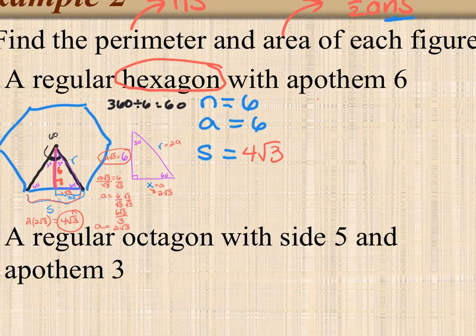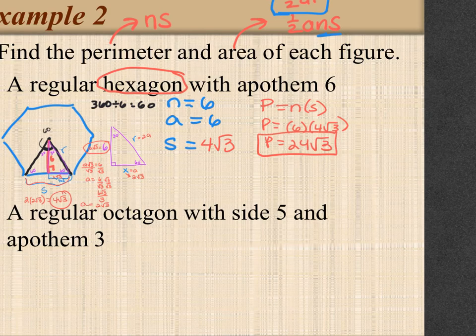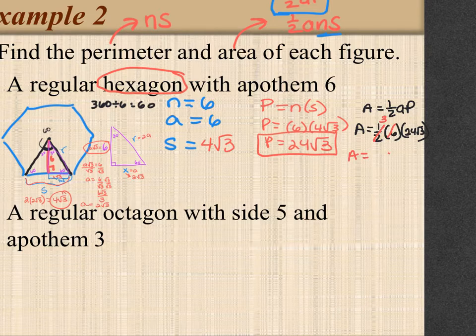So now I want perimeter, which is N times S. In this case, that's 6 times 4 root 3, which is 24 root 3. And then I want area, which is 1/2 A times P, or A and S, but I already have P. 1/2 A, which is 6, times P, which is 24 root 3. So I can take half of 6, make that 3, or I could have done half of 24, it doesn't matter. 72 root 3. This is just units because it's perimeter. This would be units squared.